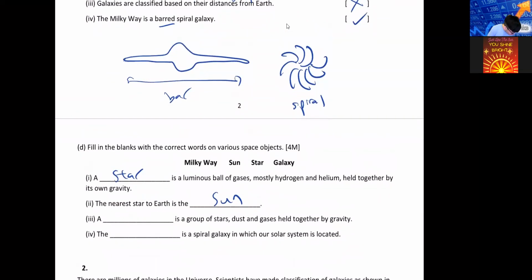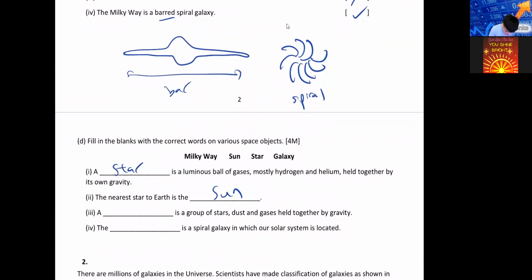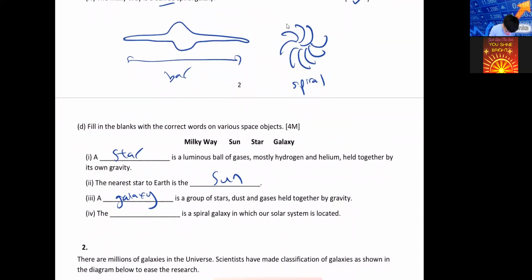Okay, so next, what is a group of star, dust, and gas? That would be your galaxy. Okay, so the last one, what is a spiral galaxy? That would be our Milky Way. Okay, by the way, in BM it's called Bima Sakti. I have no idea what kind of translation is this. Don't ask me. Okay, it's just the way it is.